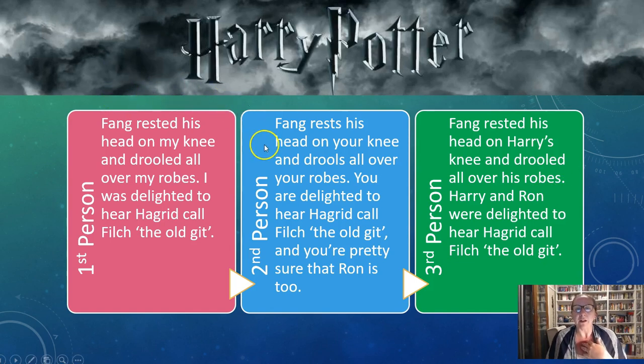Alright? If I do it over here with second person, we have Fang rests his head on your knee and drools all over your robes. You are delighted to hear Hagrid call Filch the old git, and you're pretty sure that Ron is too. Now I've changed that to present tense as well, just because it sounded better. So here we've got your perspective, because you are Harry, and all you can do is guess at what Ron is thinking. So we don't actually know.